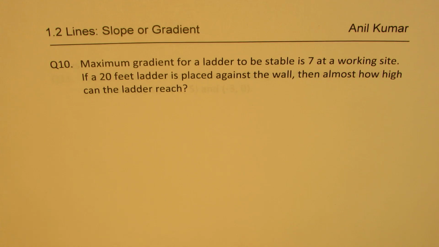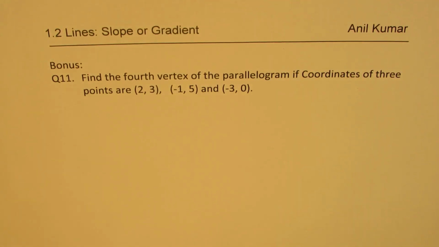Question number 10 is maximum gradient for a ladder to be stable is 7 at a working site. If a 20 feet ladder is placed against the wall, then almost how high can the ladder reach? Then we have a bonus question which we'll also solve in this particular video. Question number 11. Find the 4th vertex of the parallelogram if the coordinates of 3 points are 2, 3, minus 1, 5 and minus 3, 0.